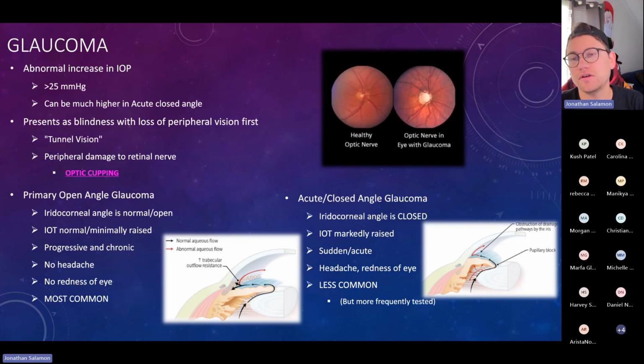And what that is, in case you don't know, is basically the light part in the middle of the optic nerve just gets big. It's damage to the optic nerve, and what you're seeing is that this circle itself is increasing in size.